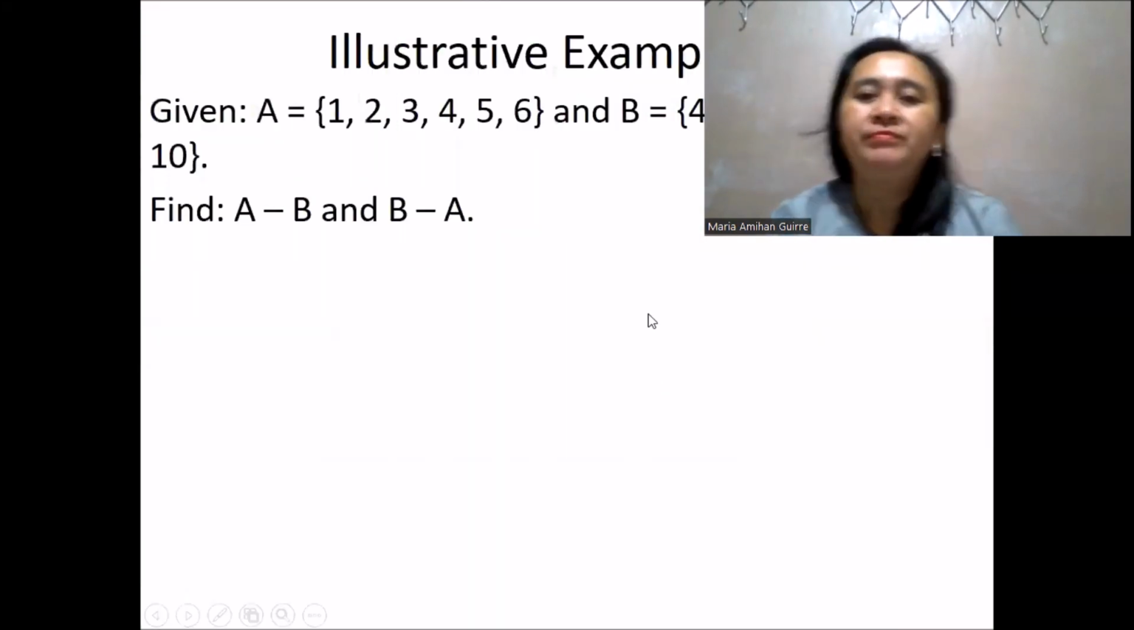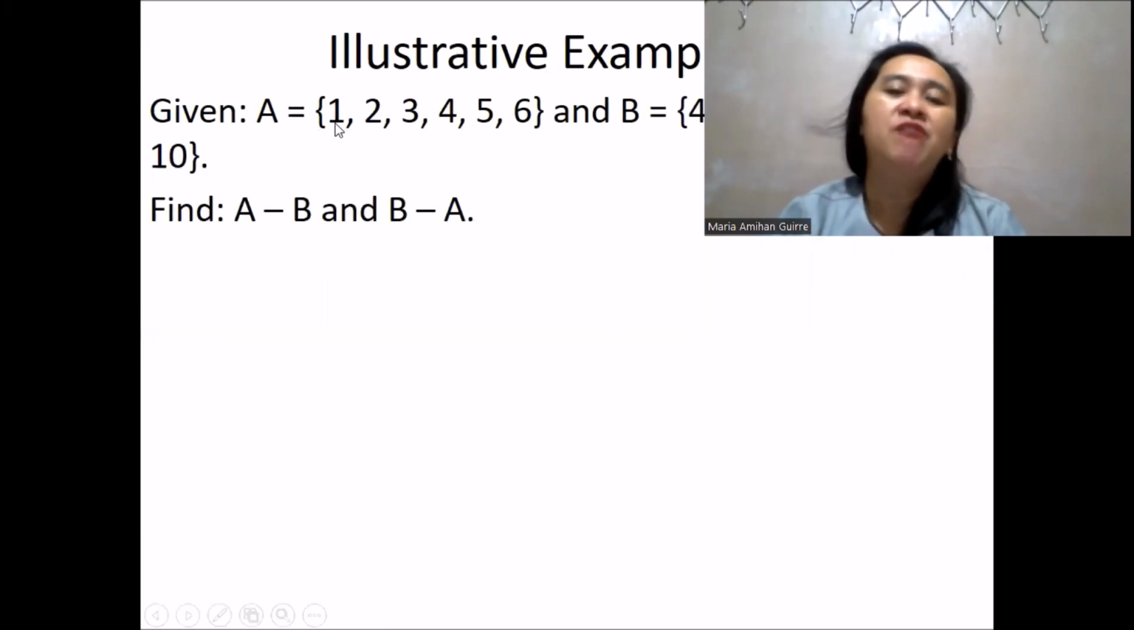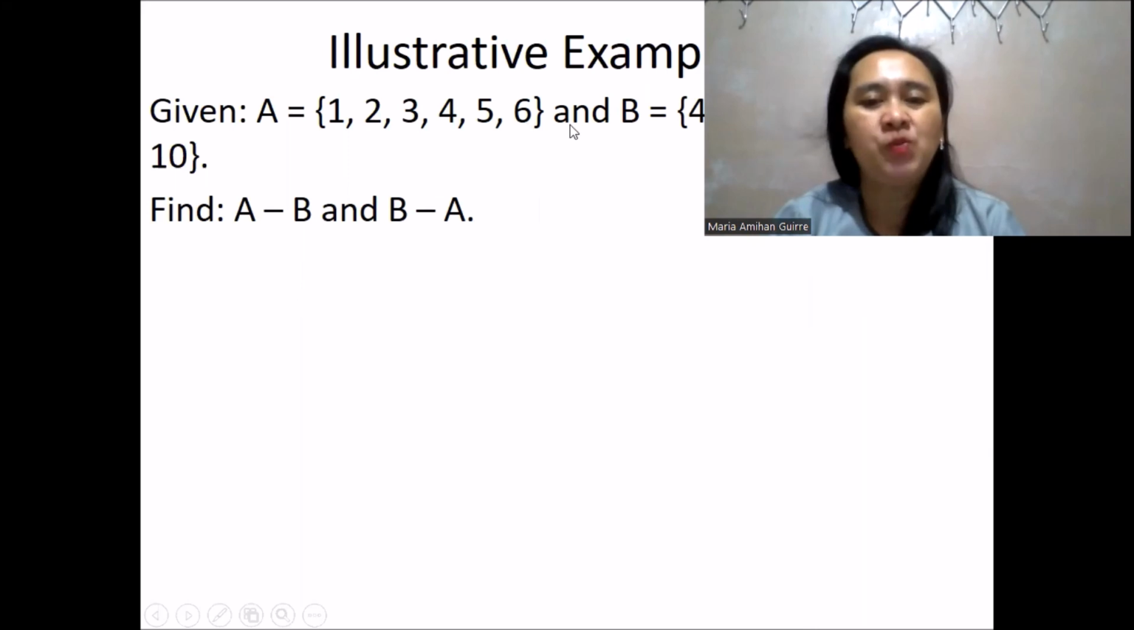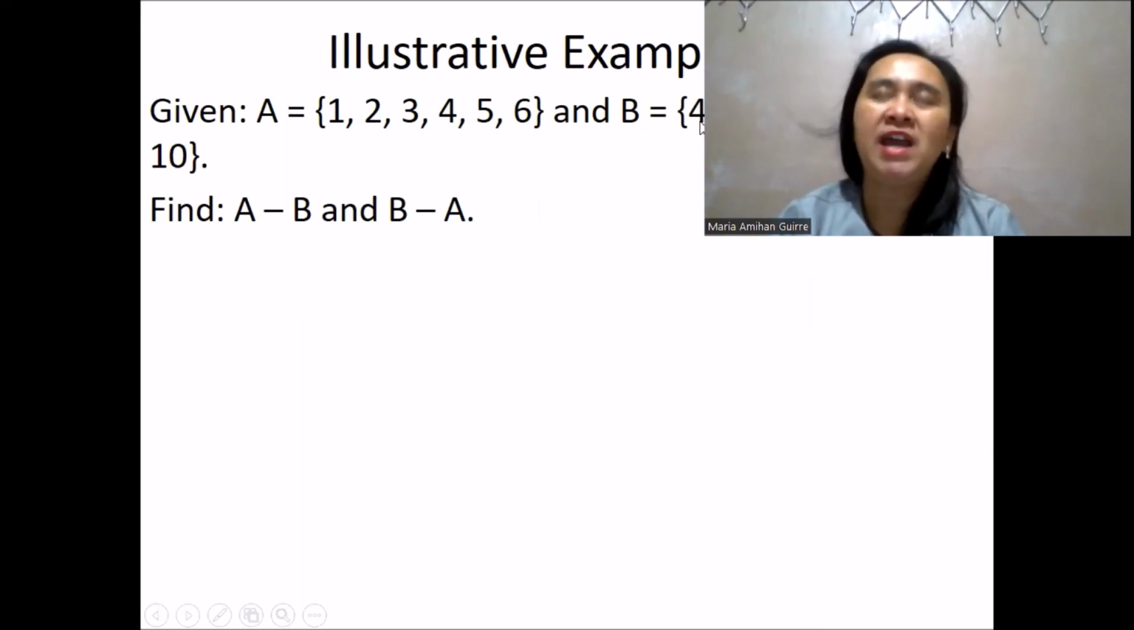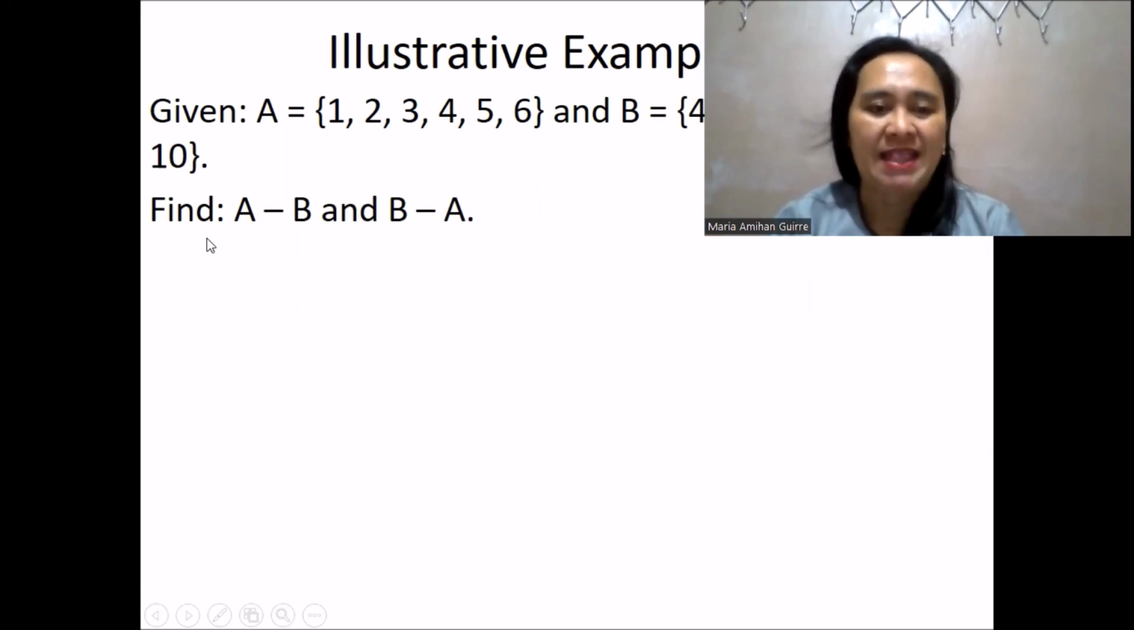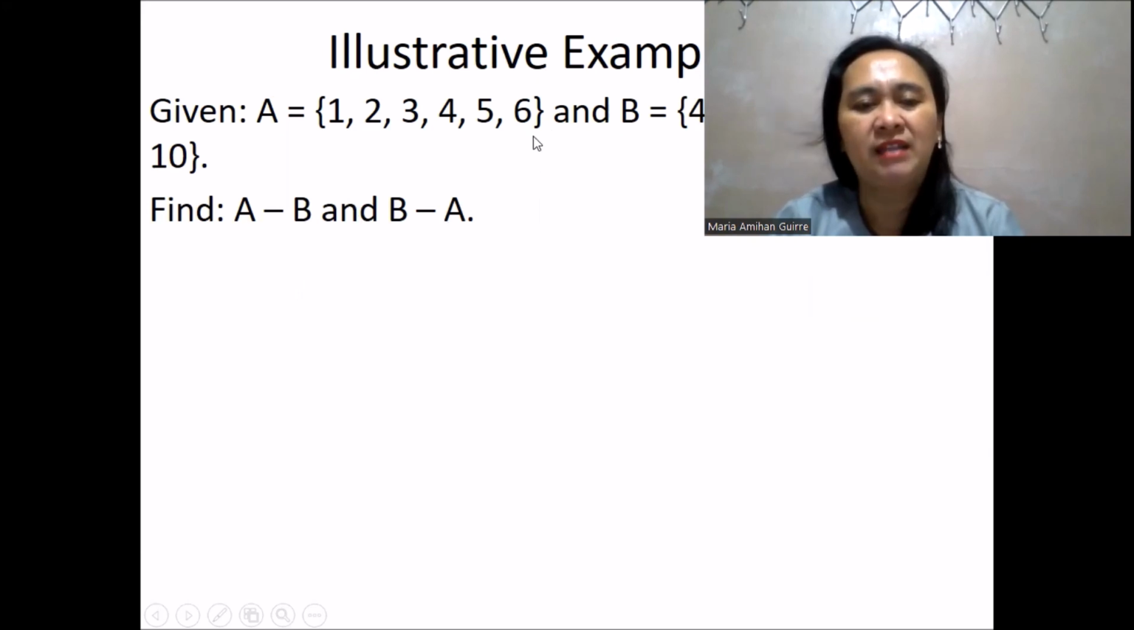Example, given for set A elements from 1 to 6, and set B elements from 4 to 10. So find set A minus set B and set B minus set A. So dito sa set A and set B, makikita natin merong common elements which are 4, 5, 6. So ano natira dito sa set A? 1, 2, 3. Therefore, ang A minus B is equal to 1, 2, 3.